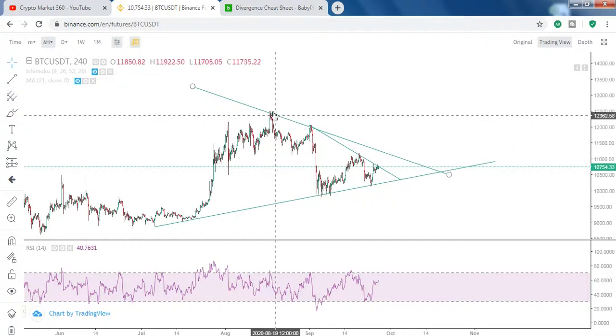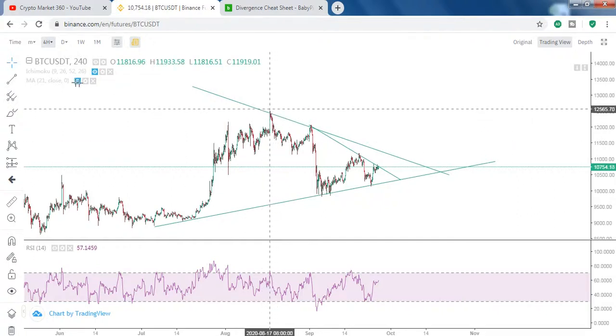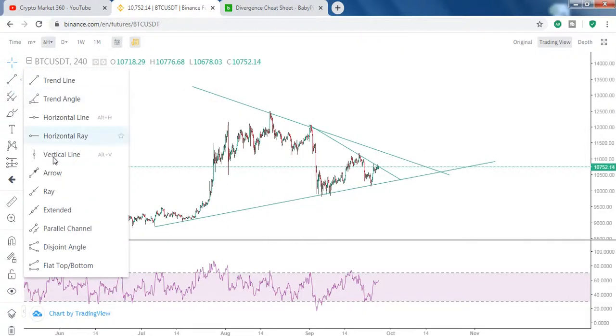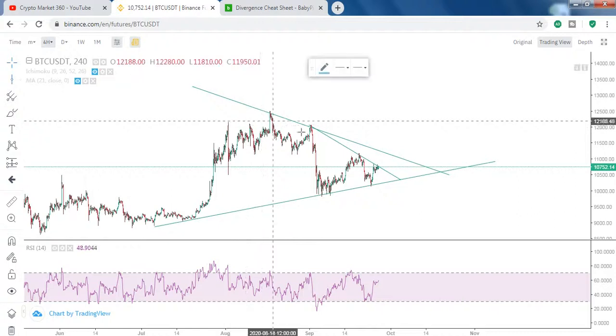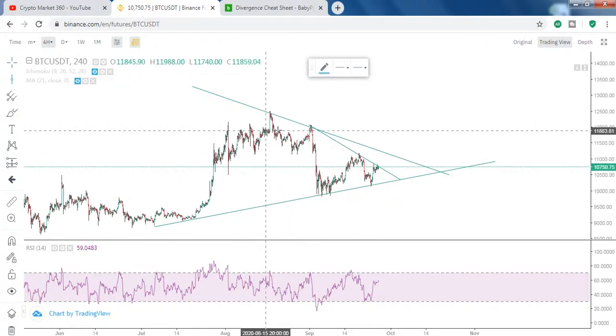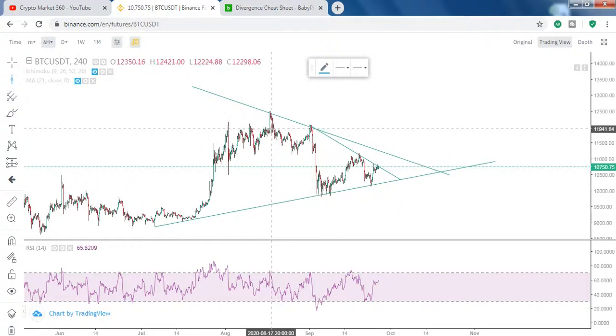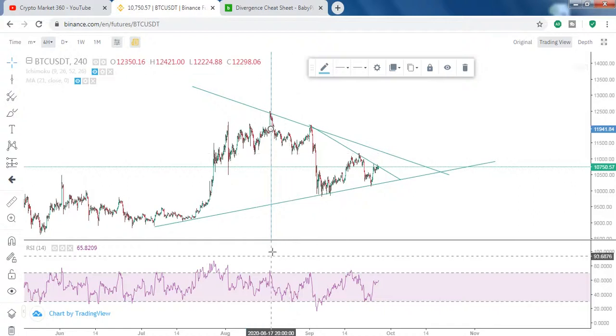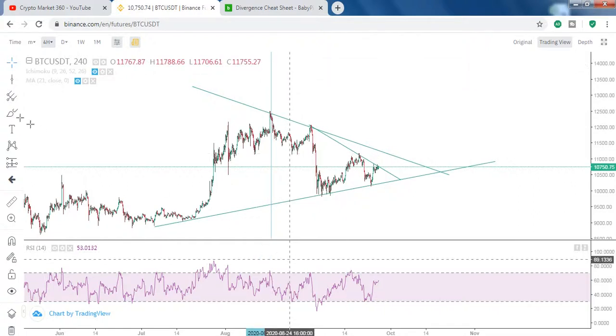If you look at the RSI, you have to make sure that there should be a vertical line, where it is. Yeah, vertical line. So if we look at that, okay, let's see this one, and I have made another vertical line.